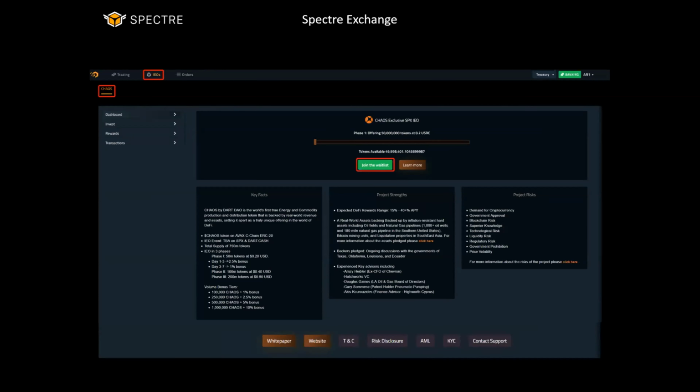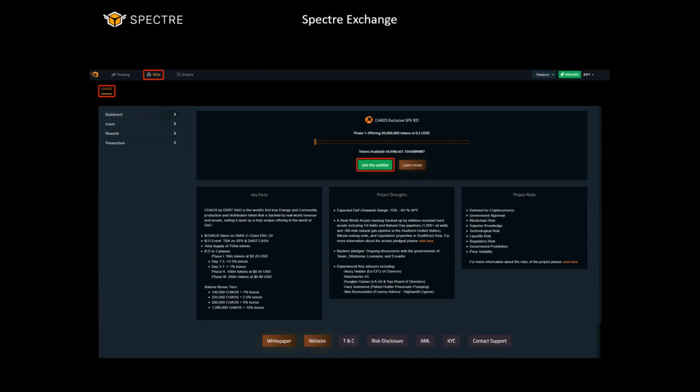Here on the main page you can see important information about the project itself: how many tokens are being offered and at what price. You can find key facts, project strengths, and project risks. You can also find links to the white paper, their website, terms and conditions, and disclosure, basically all the information you need to know. And of course, you can contact support, which will take you to their website where you can ask any questions that you may have.